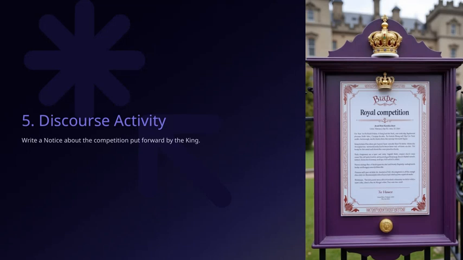Now, let's move on to the fifth point, which is discourse activity. Here, we see a notice about a competition that has been put forward by the king himself. This is a key moment because it highlights the importance of communication and dialogue within the context of the overall theme. The notice serves as a call to action, encouraging participation and engagement from the community. It also reflects the king's role in promoting discourse as a means of strengthening social bonds and fostering understanding.